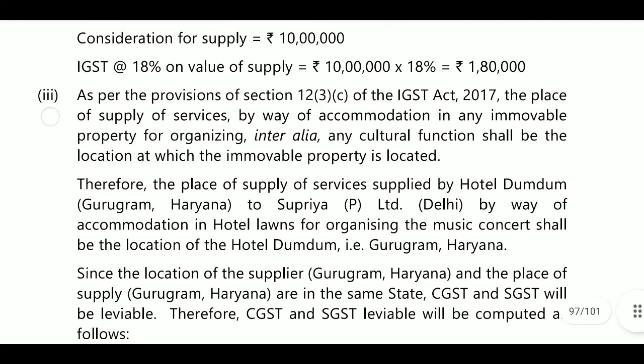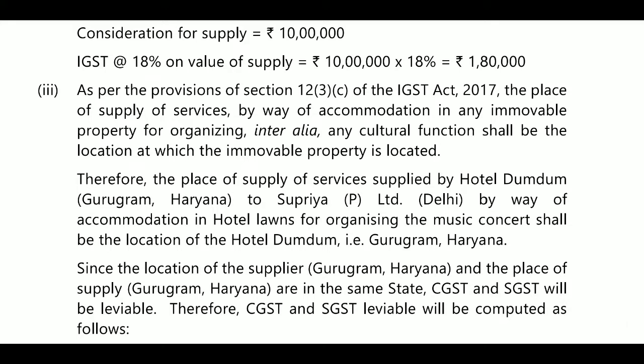Next, as per section 12(3), the place of supply of service by way of accommodation in any immovable property for organizing any cultural function shall be the location at which the immovable property is located. So when the accommodation is in immovable property for organizing cultural functions, the place of supply will be the location where the immovable property is located.